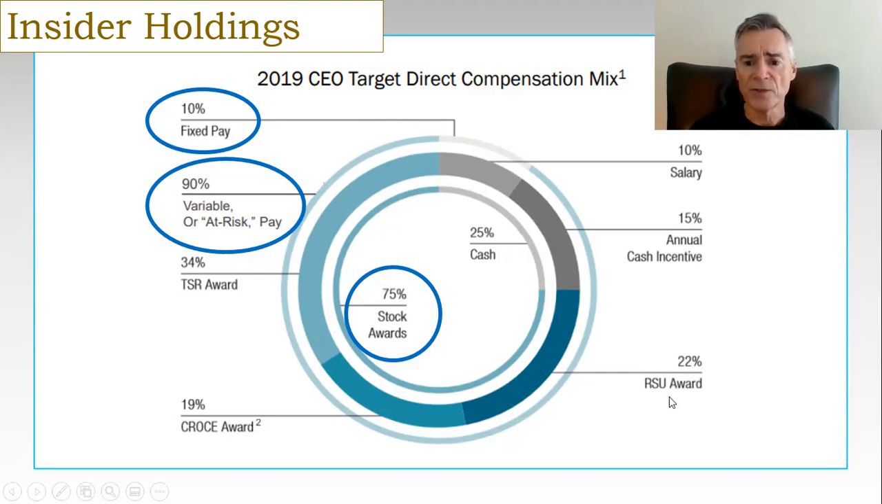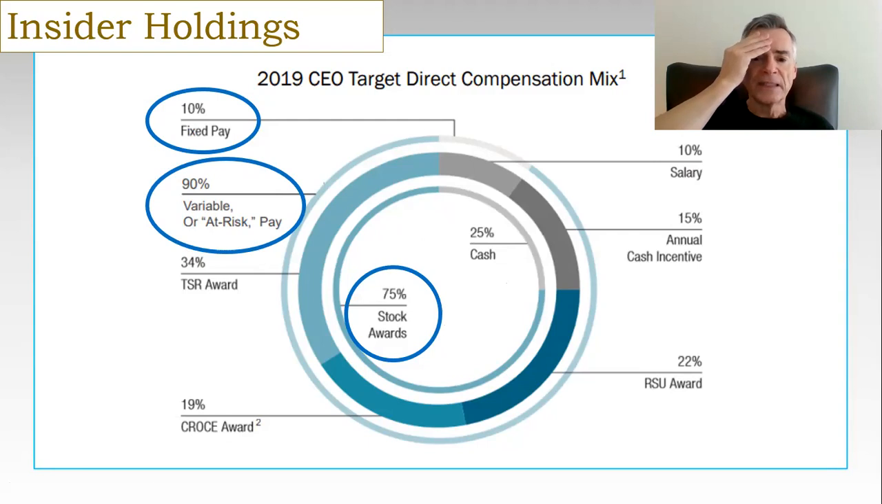They receive RSUs, restricted share units. If you look at the salary component or the potential annual cash incentive, you have a breakdown where only 25% of it is cash and 75% is stock awards. And in fact, 90% of Vicky's compensation is variable or at risk.